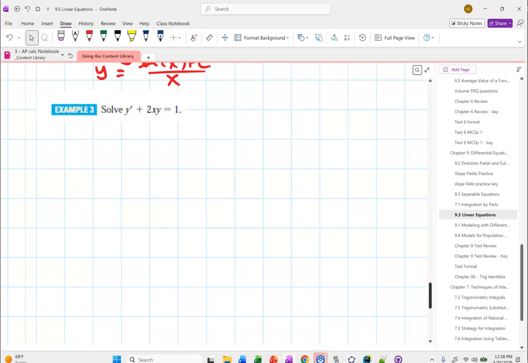All right. First thing I do is I check to see if it's separable. It isn't. I want to then check to see if it's in the linear form. It is. So I'm going to find my integrating factor, which is e to the integral of p of x.